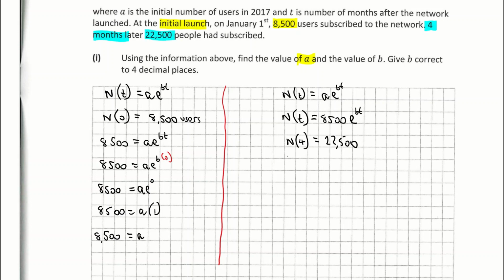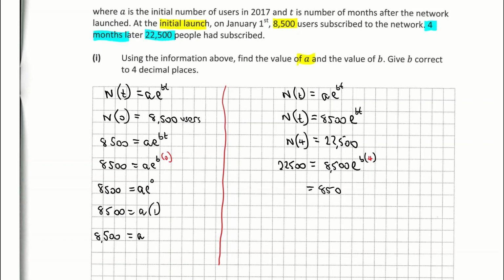So what I'm going to do there is I'm going to go 22,500 users is equal to 8,500 e to the power of bt. Now my t is going to be time 4, so I'm substituting in 4 months for t. A little bit of algebra here now. To get rid of that 8,500, I'm going to divide across by 8,500.